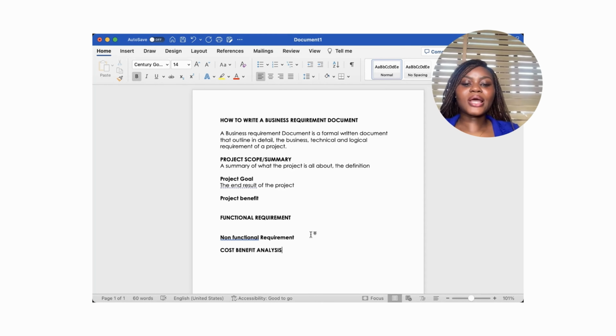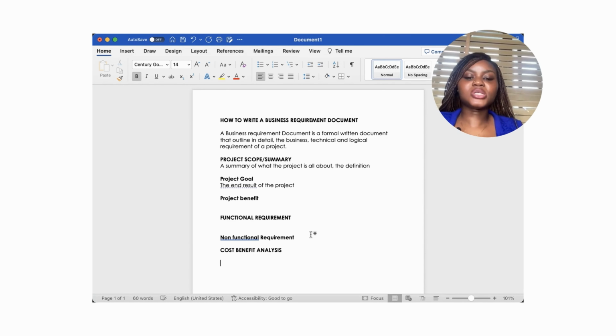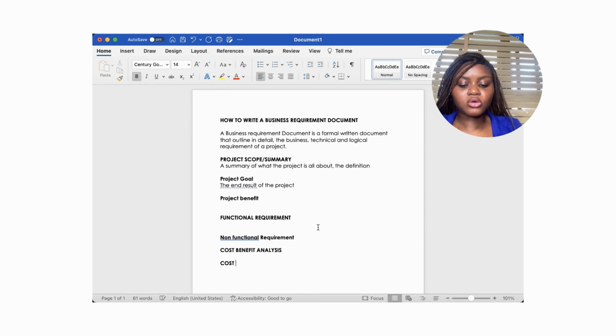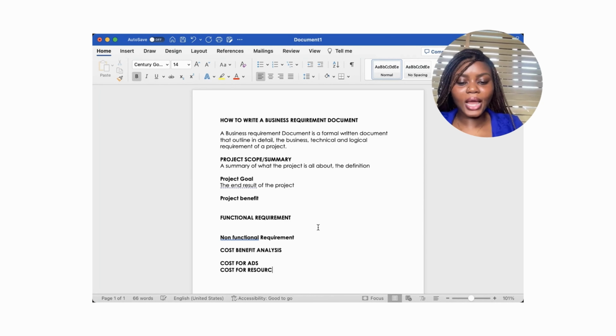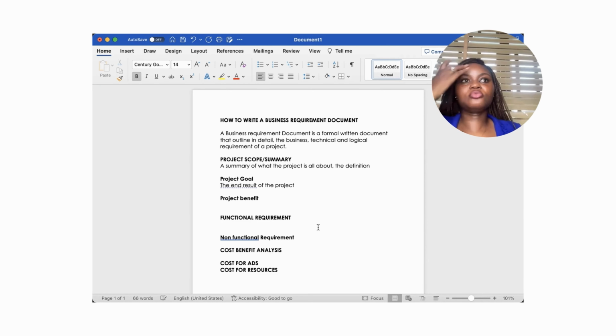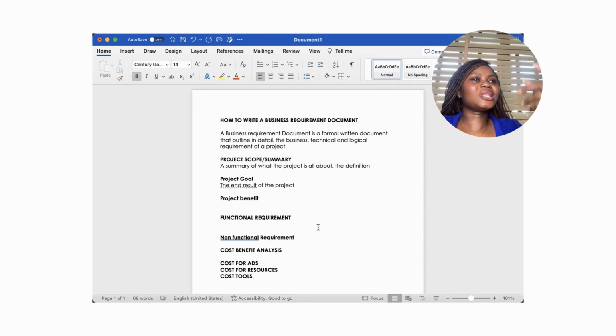Would you not outline, maybe, what type of business? Let's say cost for ads, or costs for resources. Maybe you're going to be hiring people. Maybe cost for tools or equipment. You're supposed to outline these things, right?